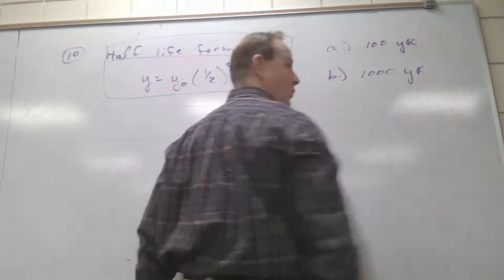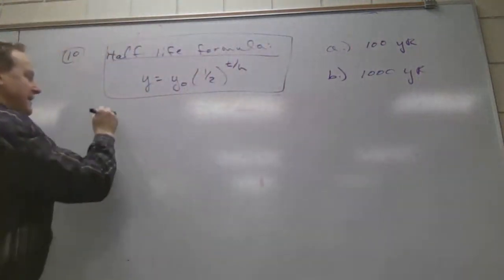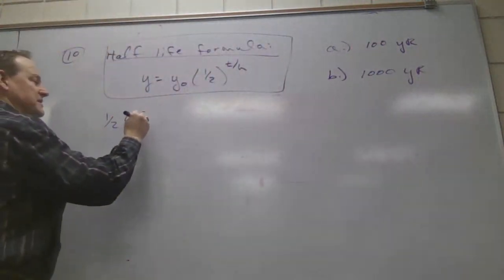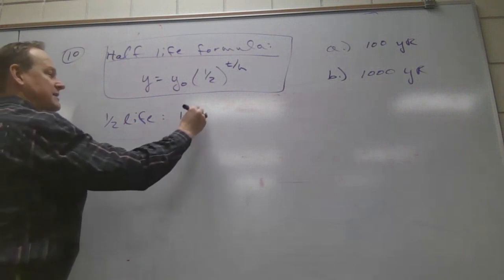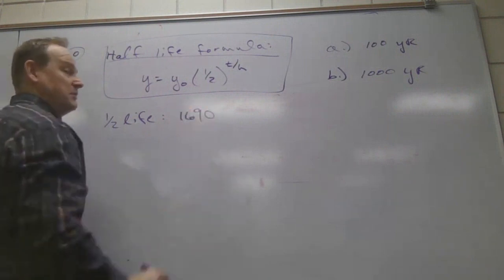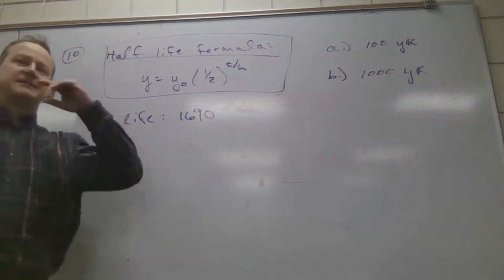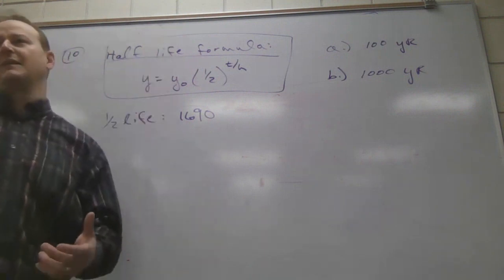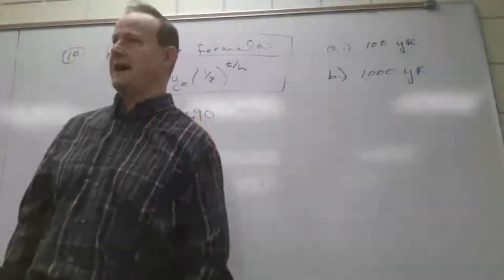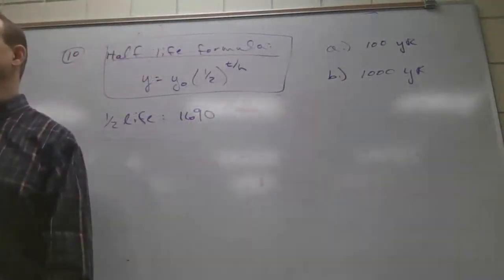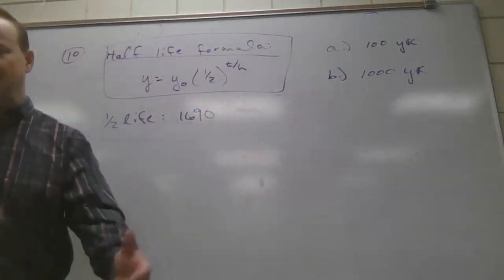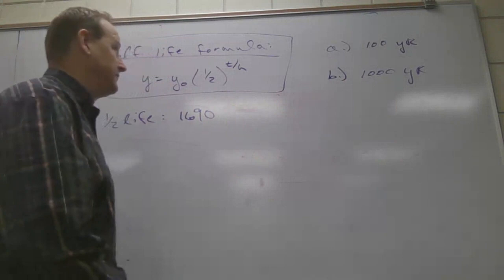Well, I'll give you a hint. It's more than half, because the half-life is 1,690 years, and that's how long it takes to reduce it by 50%. Now remember, if it reduces by 25%, what percent is left? If it's reduced by 25%, how much is left? 75%, easy math. You just subtract it from 100.